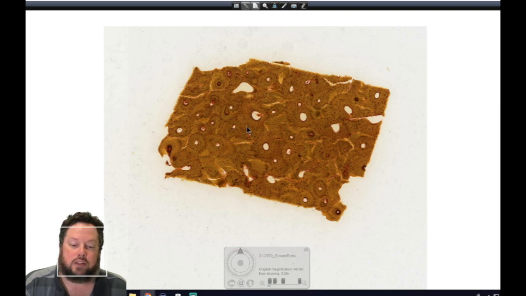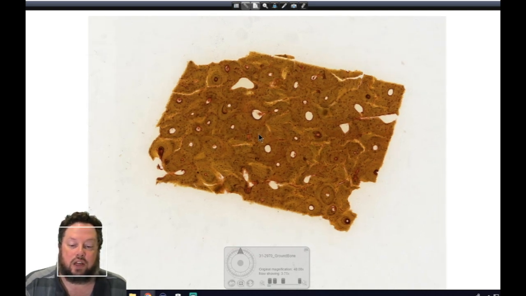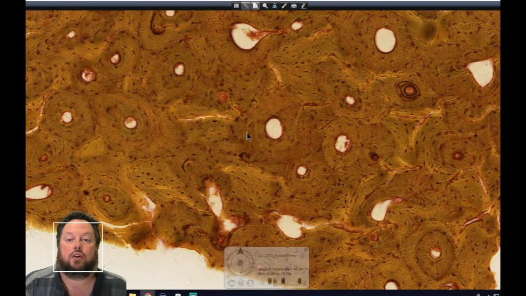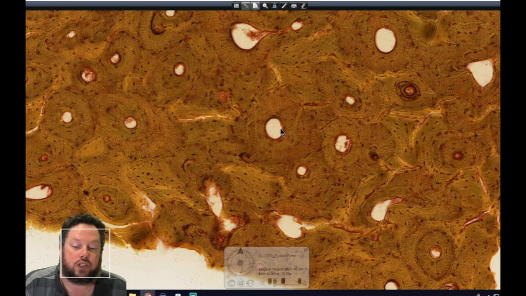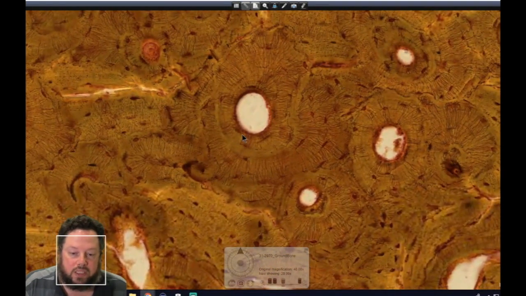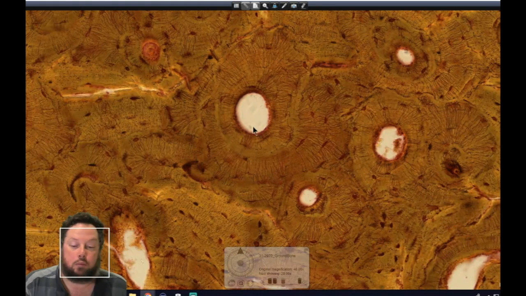Compact bone has the main feature of having these circular arranged structures. These are known as osteons or haversian systems. They're characterized by having this central canal here, which is known as the haversian canal of an osteon. Now, normally in living tissue, this would be lined by endosteum. So we would find endosteum there.